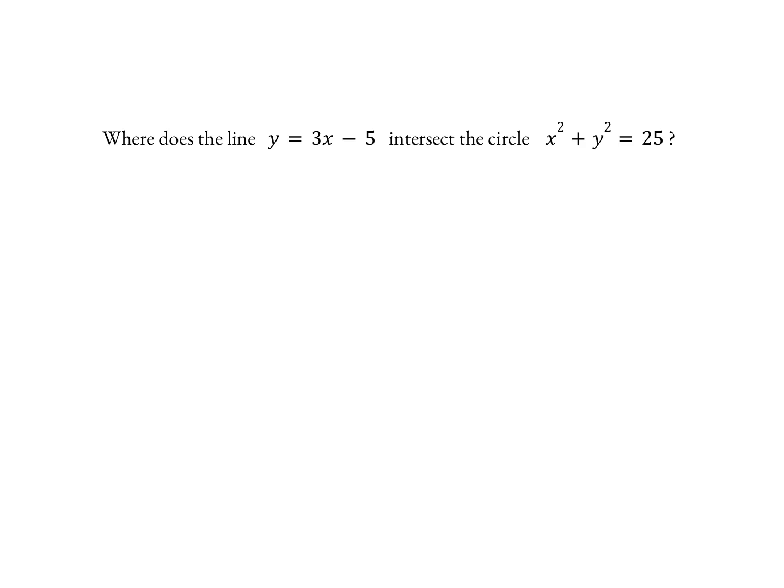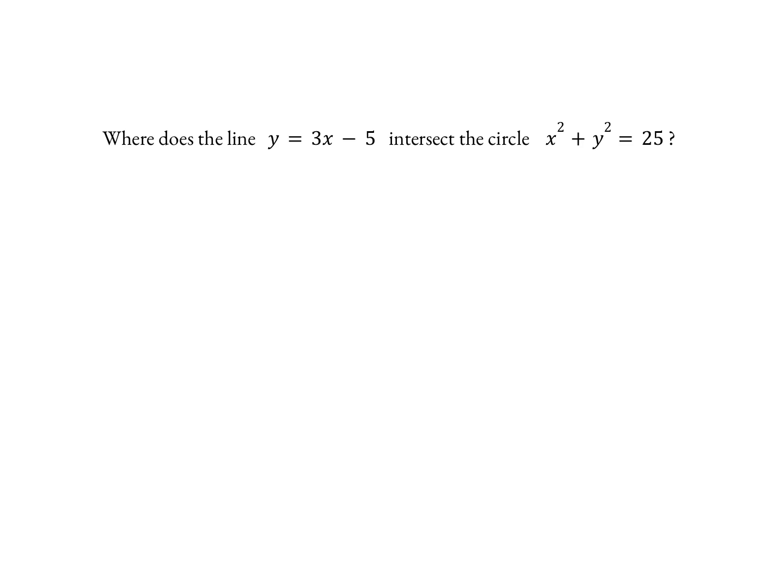Hey everybody, there's your question right at the top of the screen there. Where does the line y equals 3x minus 5 intersect the circle x squared plus y squared equals 25? Okay, we could tackle this in two different ways. You could think about it graphically, which would absolutely help, or you could just play through it completely algebraically.